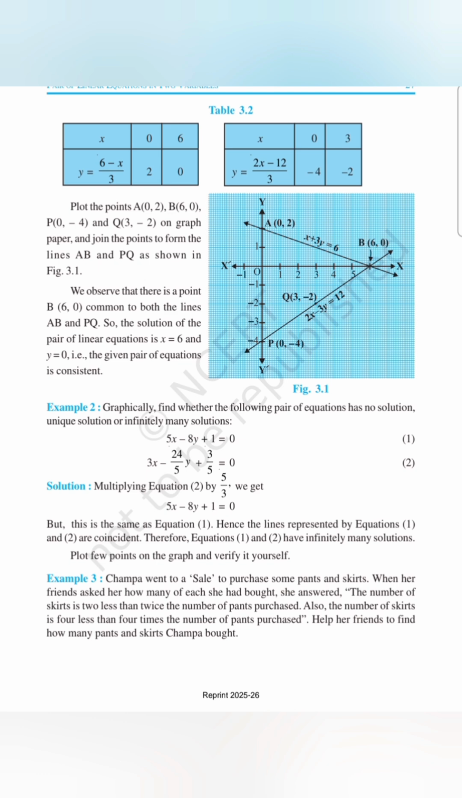So see here, she has given the information indirectly, without saying the number of pants and number of skirts. So how to find them? Now let's take the number of pants as x. So number of pants is equal to x and number of skirts is equal to y.